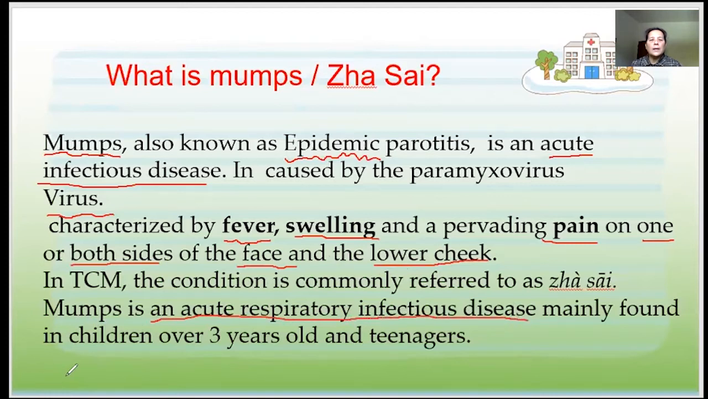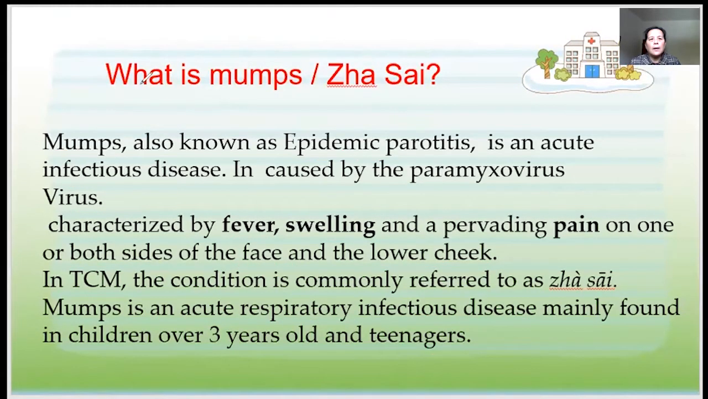It's mainly found in children over 3 years old up to 10 years old. So that age group easily gets mumps. Generally this virus infects the glands on the side of the face, and swelling on one side of the face is bigger. Occasionally both sides are infected, and occasionally the infection goes to other parts of the body.